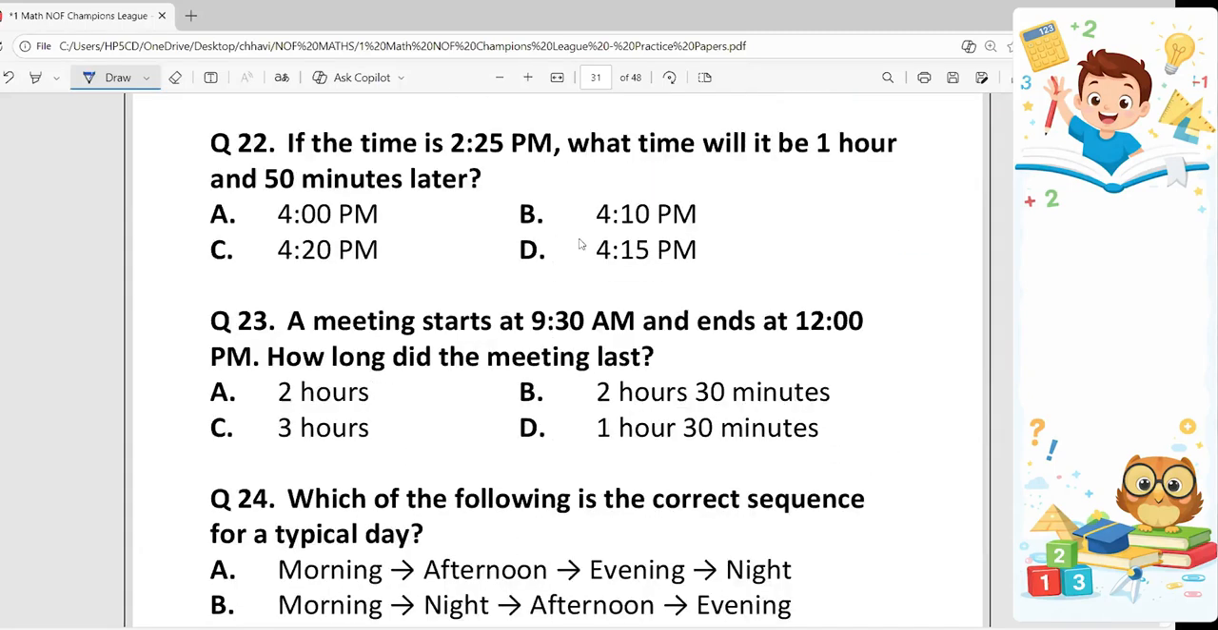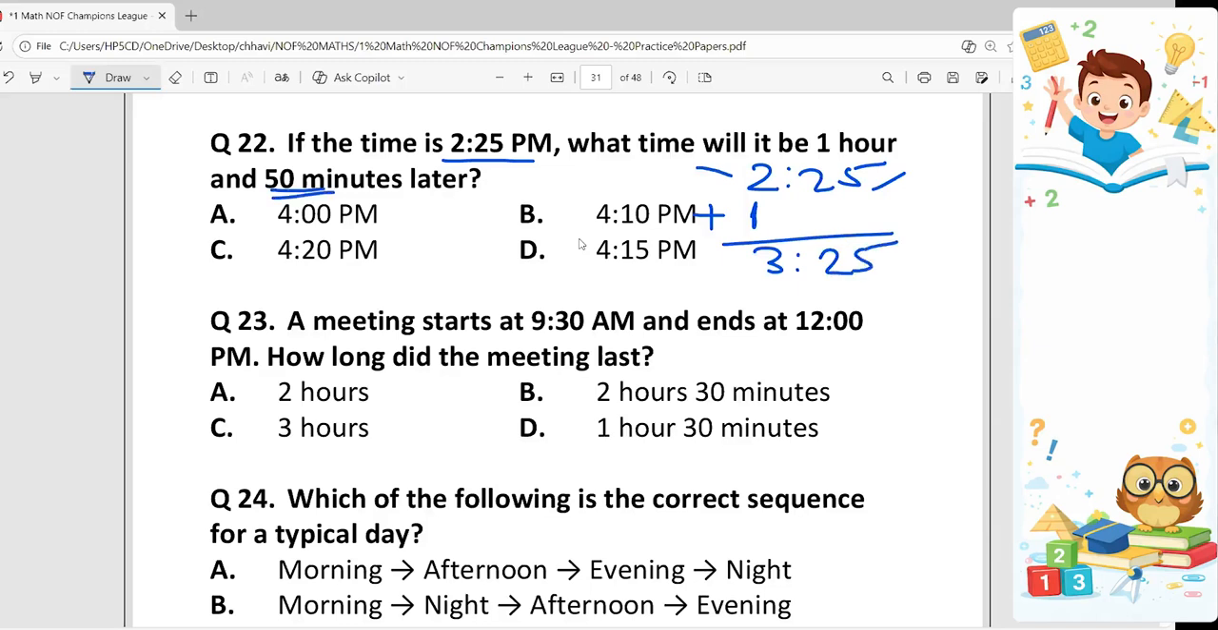22. If the time is 2:25 p.m., what time will it be 1 hour and 50 minutes later? So it is 2:25. After 1 hour, we will add to the hour over here, because this is minutes and this is hours. So it will be 3:25. Now we have to add 50 minutes to it.